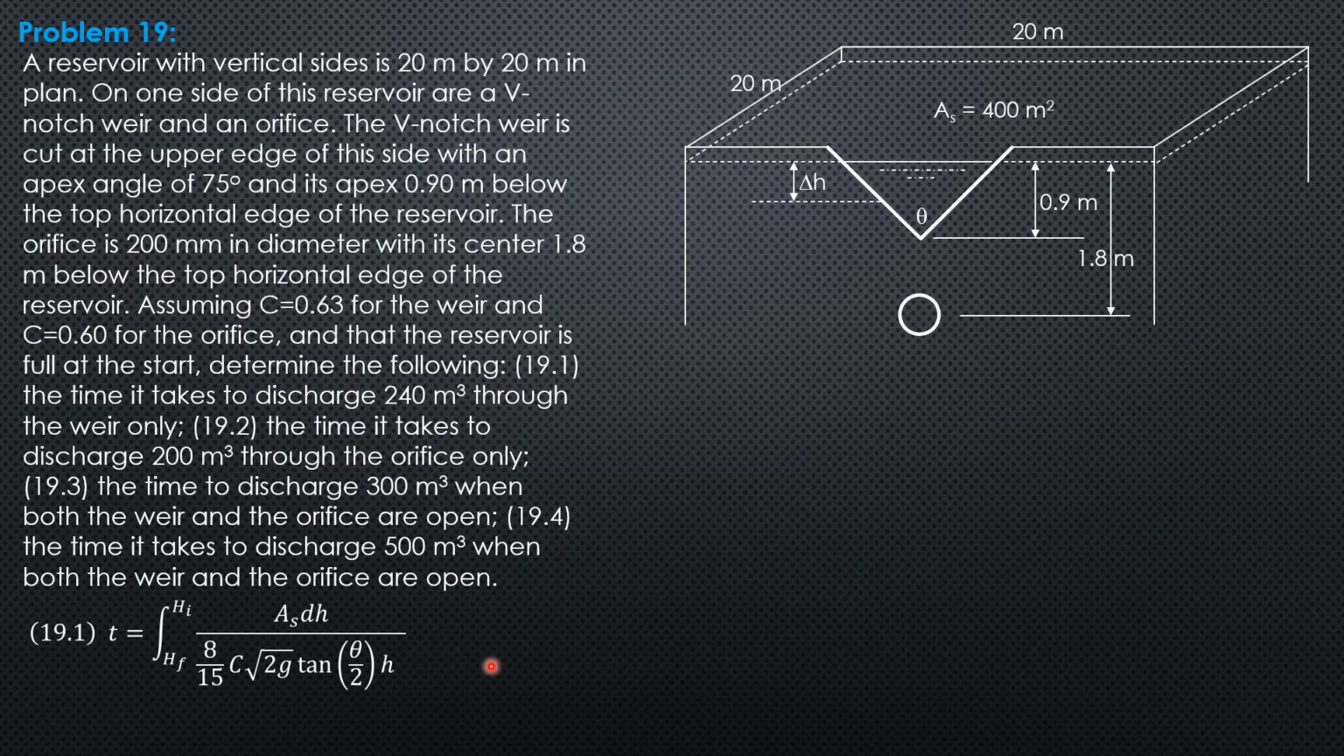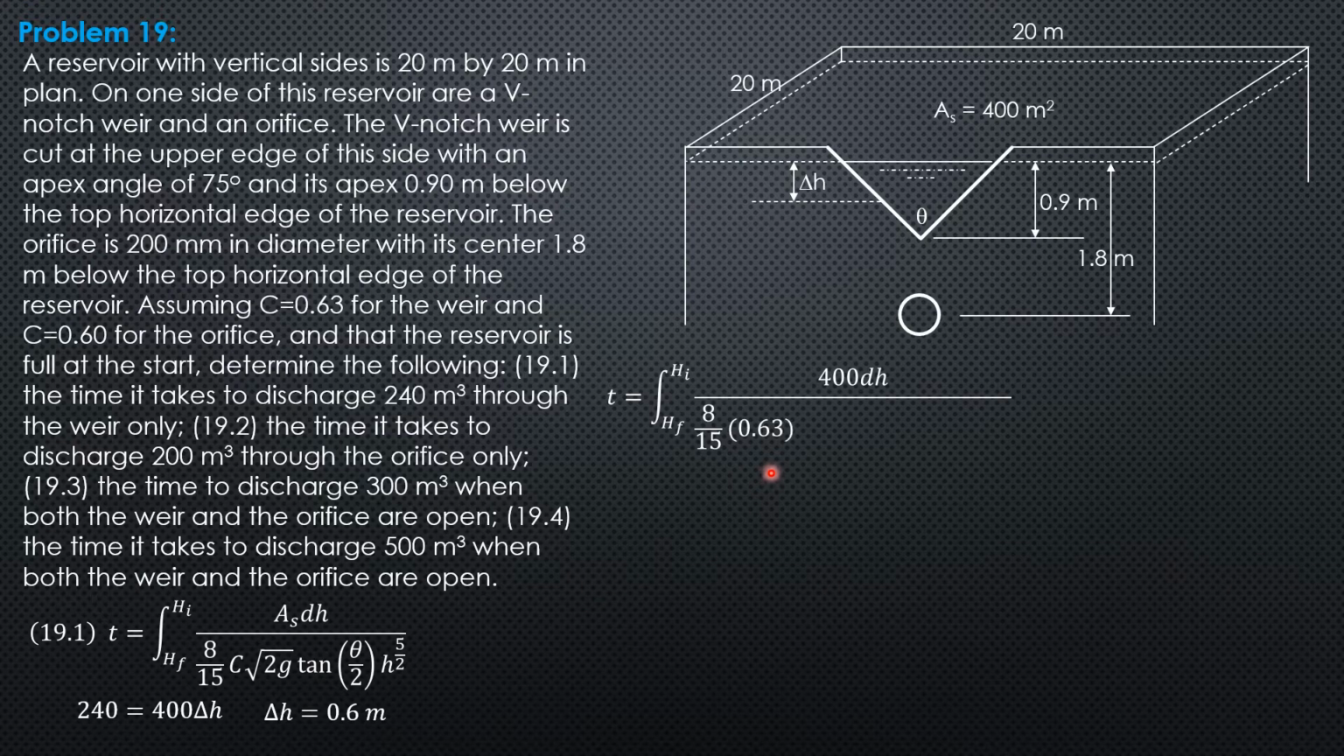Then let's substitute values. So by the way, the required discharge is 240, and this is volume, so we equate it to area S times delta H. So delta H is equal to 0.6 meters, so that's less than 0.9. Therefore, if delta H is 0.6, 0.9 minus 0.6 is 0.3. So the final head is 0.3. Time is integral of HF to HI of 400 dH over 8 over 15 times 0.63 square root of 19.62 tangent of 75 degrees over 2 head to the 5 halves.